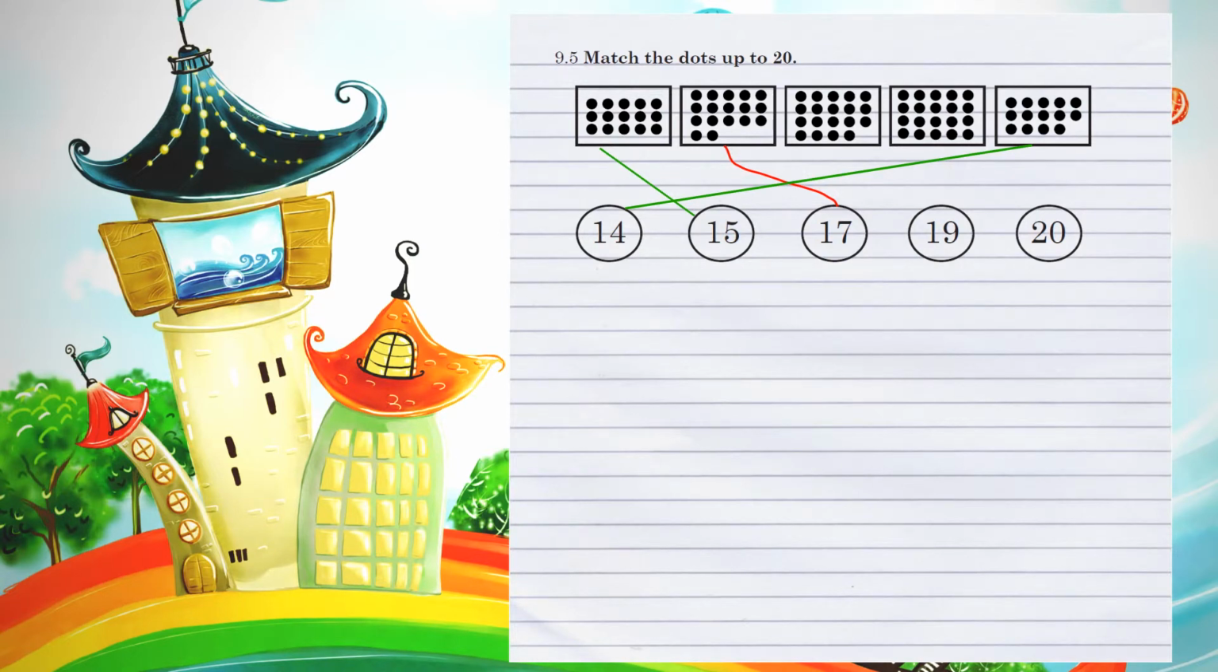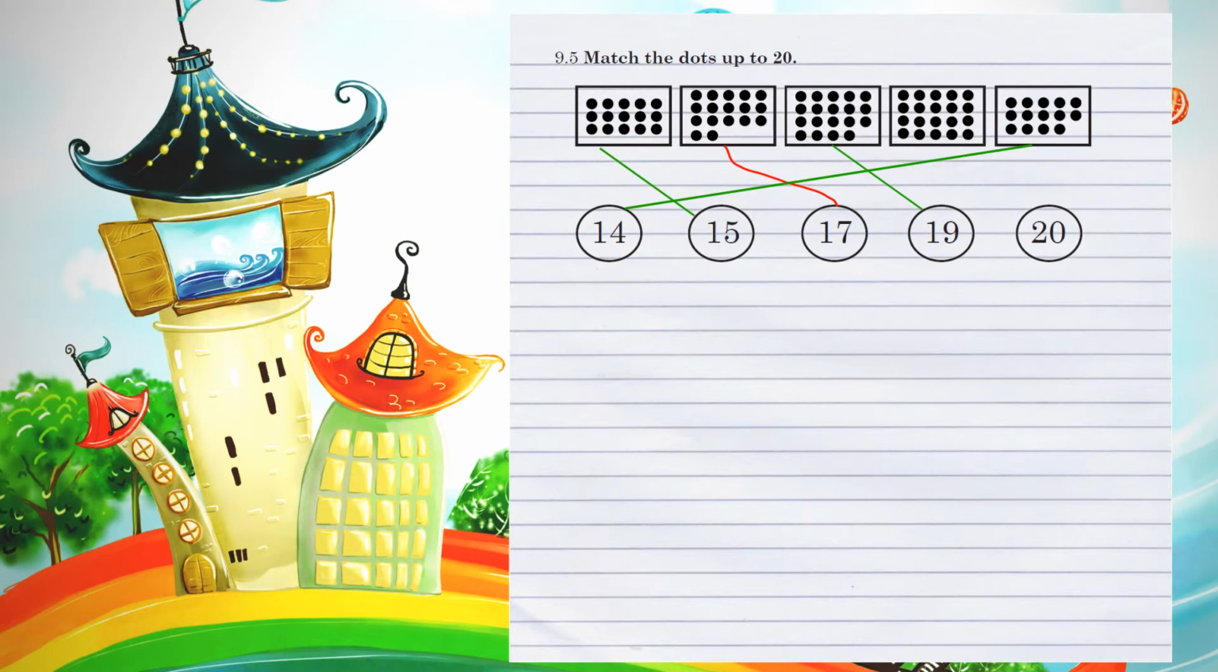Here we have a box that we have our first 5. Then we have our second 5, which is 10. Our third 5, which gives us 15. Then we have 16, 17, 18, 19. Our 19 is our 1 and our 9.